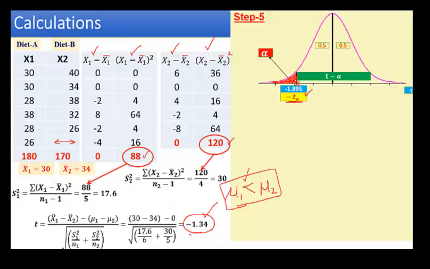So if our value, minus 1.34, is less than this critical value, then we will reject the null hypothesis. Otherwise, we will not. This is the rejection region. If our value is less than the table value, only then we will reject the null hypothesis. The degree of freedom here calculates to 7. I will show you in the next slide how we calculate it.